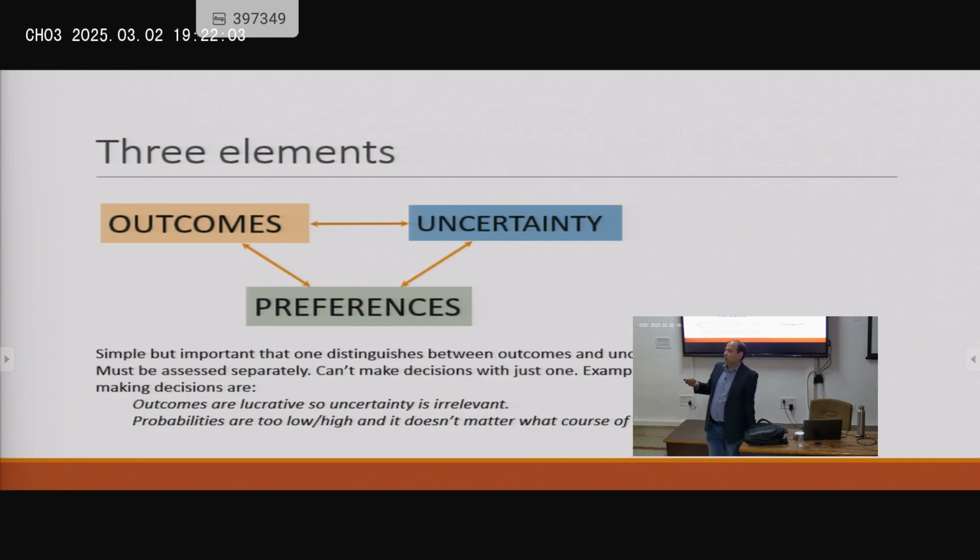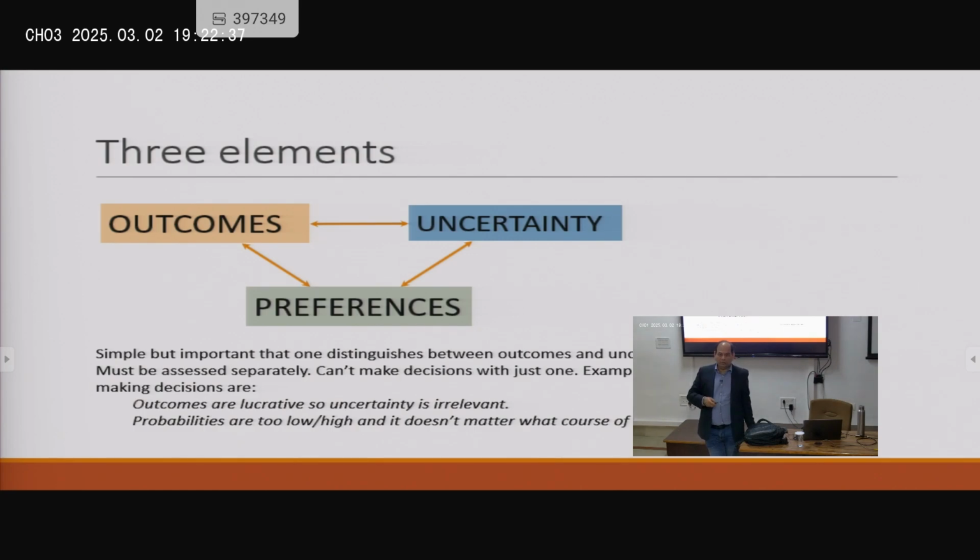So three elements of a decision: outcomes, uncertainty, and preferences. So what are the things that can happen? What is the associated uncertainty or likelihood of those events? And what are the decision maker's preferences? Okay. So it's simple, but it's very important that we distinguish between these three. People will often confuse outcomes and uncertainty and preferences. It's very surprising to me that that happens.